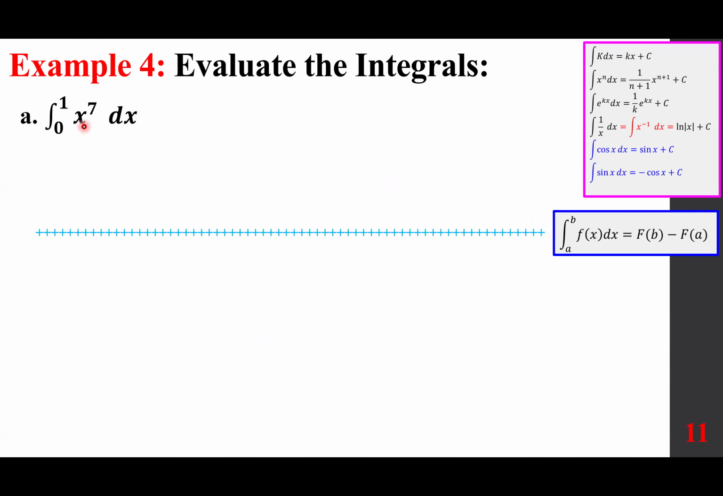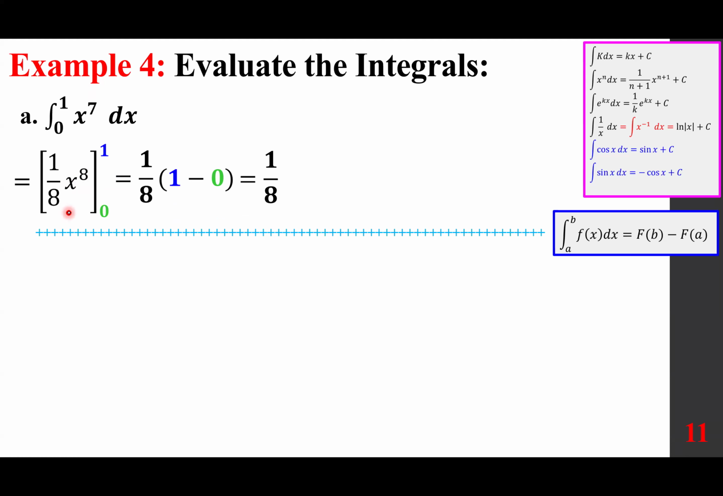Evaluate the integrals. X to the power of 7 dx is 1/8 x to the power of 8. It's a simple case of the power rule, everybody. Evaluation from 0 to 1. First, you plug in 1, you get 1. 0 gives you 0. 1/8 times that is 1/8.